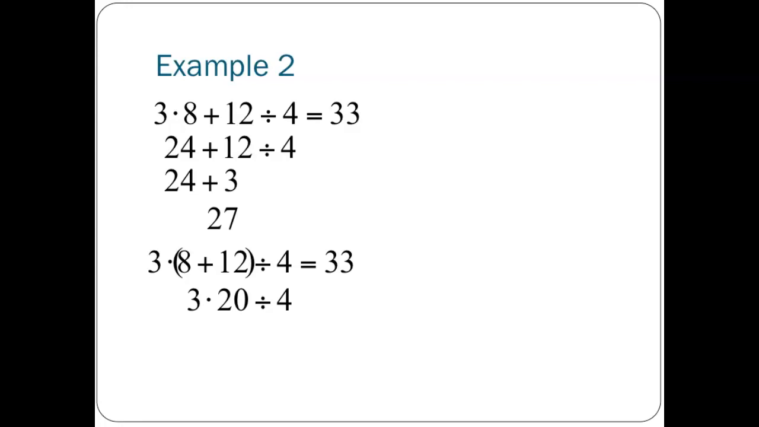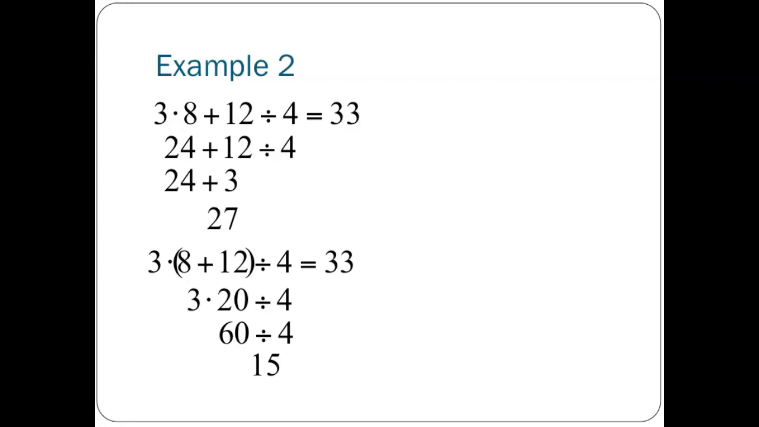And again, we're going to move from left to right to do multiplication and division. So 3 times 20 is 60 divided by 4, which is equal to 15. That's still not the right answer, but it did give us something different. So we know that we've tried something, and it does give us something different, but we need to try something else.